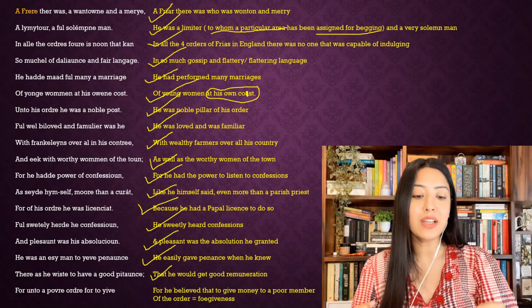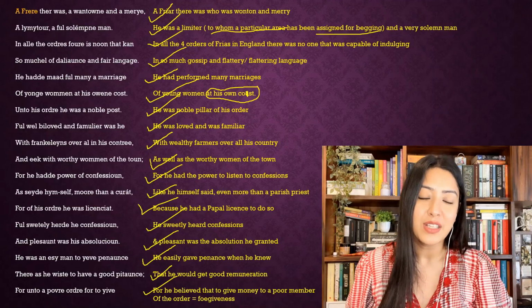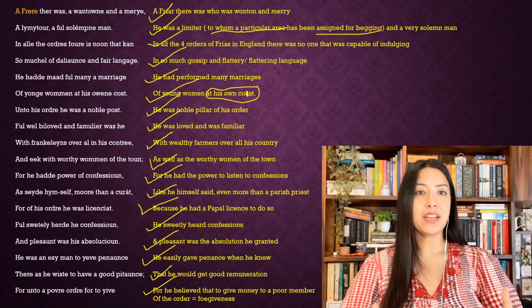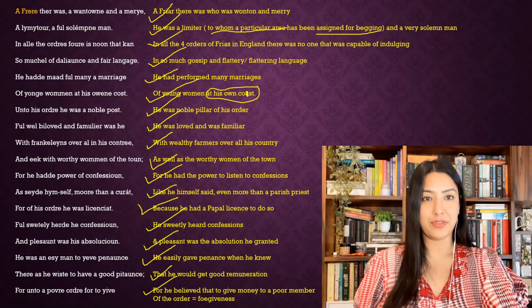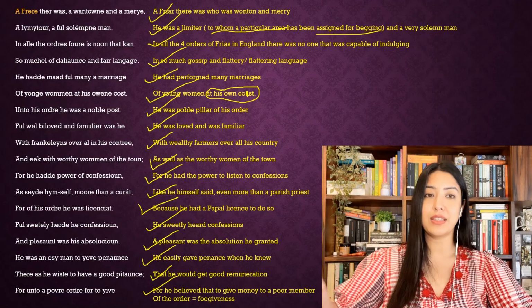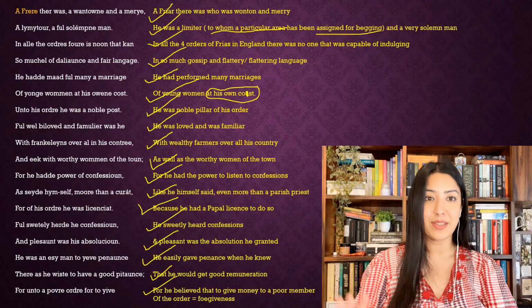So for he believed that to give money to a poor member of the order is equal to forgiveness. If you give money, it's equivalent to forgiveness. So you see the corruption that is taking place. Now let's move on further.